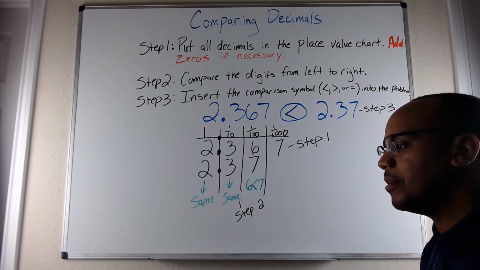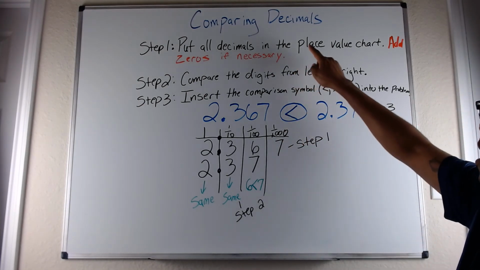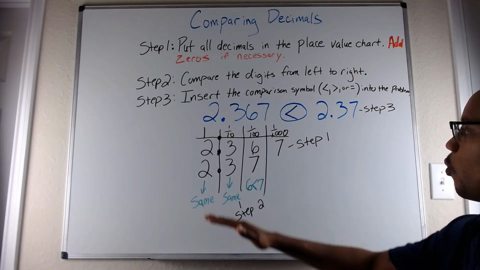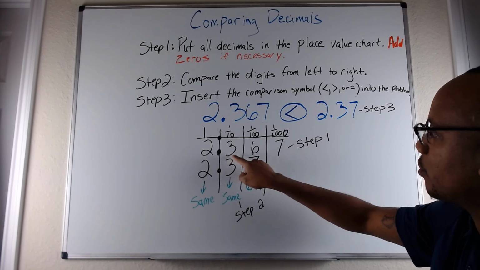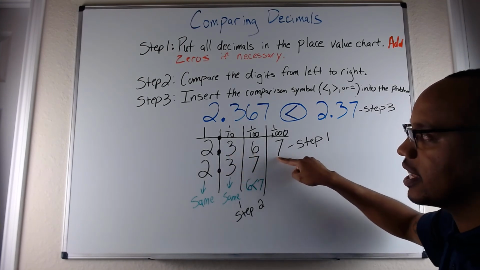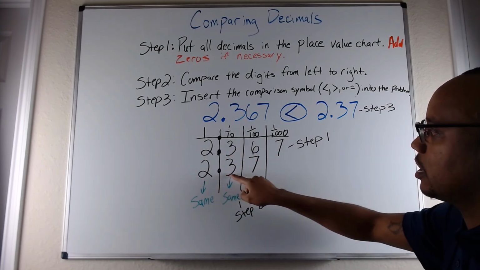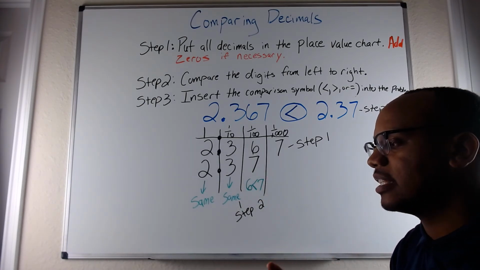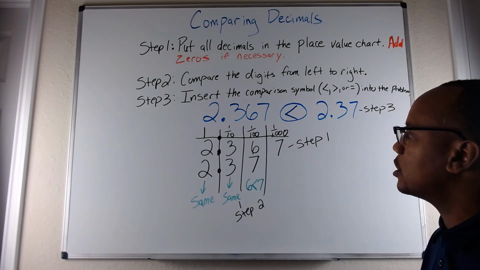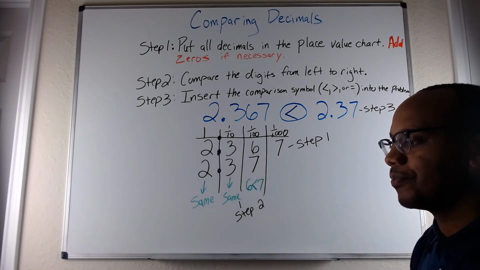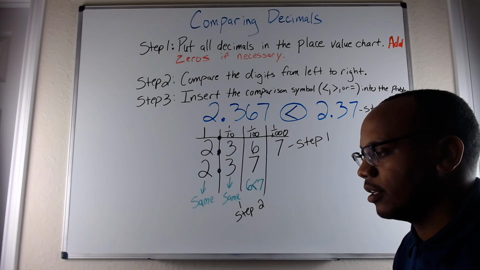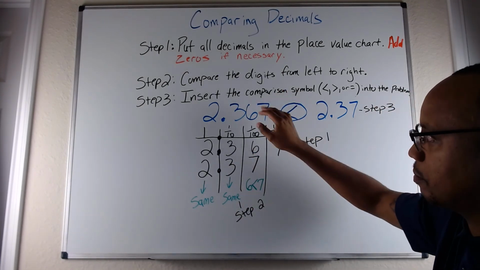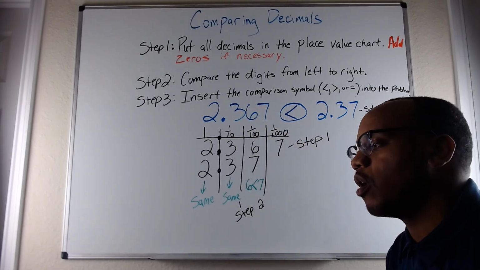So let me show you how important adding the zeros if necessary are. Right here, I'm comparing 2 and 367 thousandths to 2 and 37 hundredths, right? So a common misconception is some kids say, oh, Mr. Trahan, 367 is bigger than 37. So 367 must be the bigger number. And then they just write the comparison symbol going this way, and they're totally wrong.